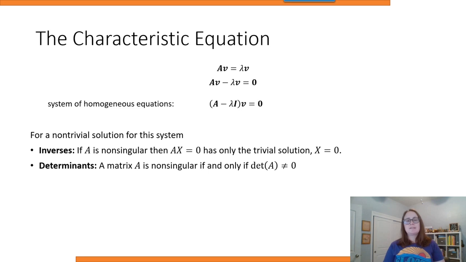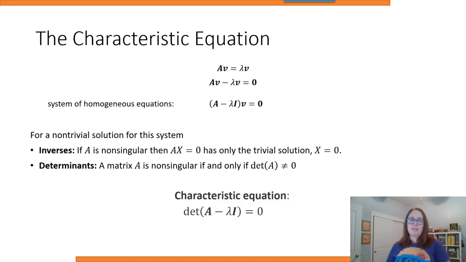And the second thing is about determinants. A matrix A is non-singular if and only if the determinant is not equal to 0. Okay, so we put these two things together. We want a determinant that is equal to 0 so that we get a non-trivial solution. And so this is our characteristic equation. We're going to take the determinant of A minus lambda I and set that equal to 0. And this will turn into an equation in terms of lambda that I can solve to find all of the eigenvalues for the matrix A.